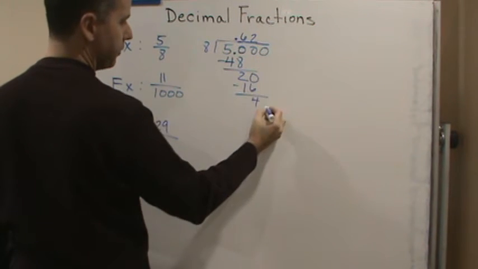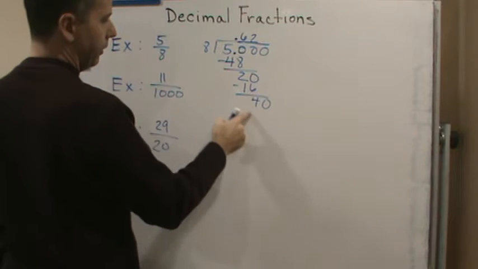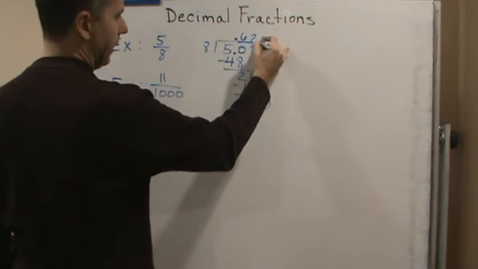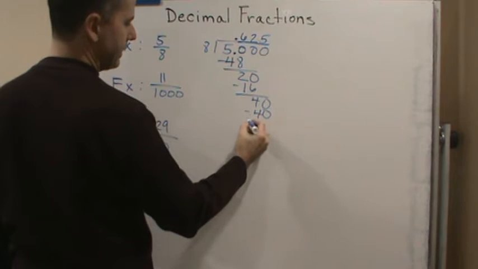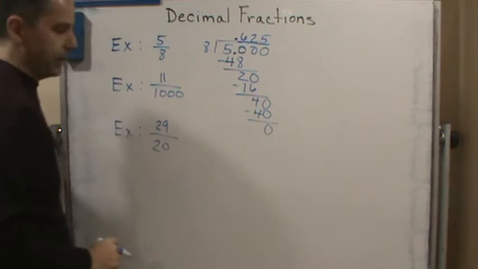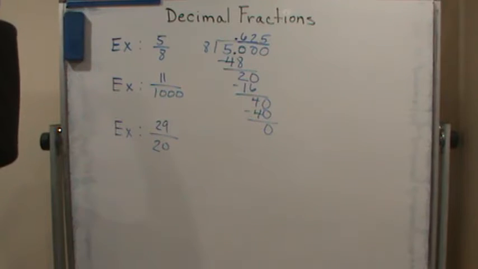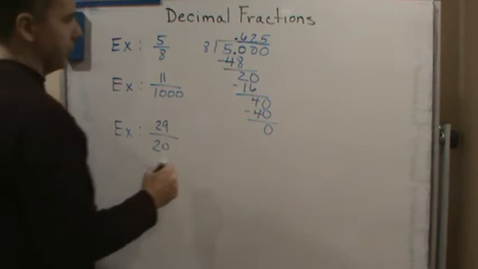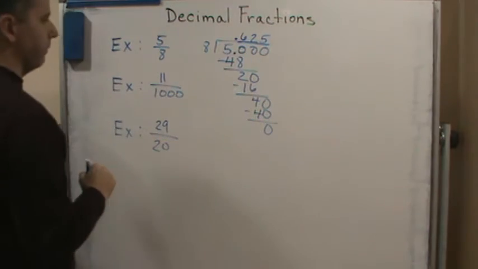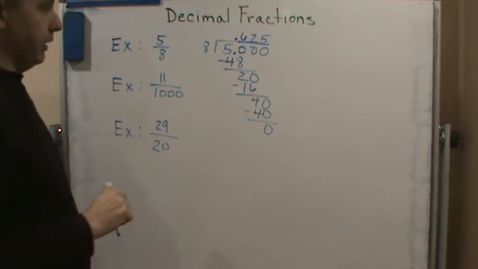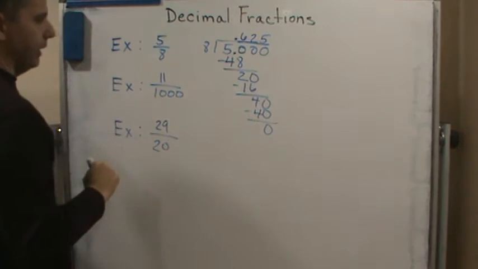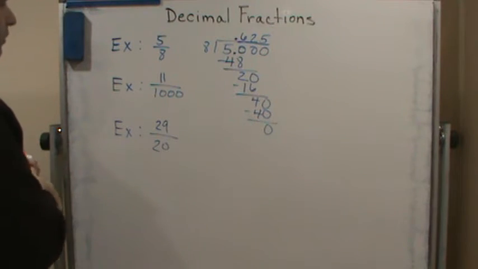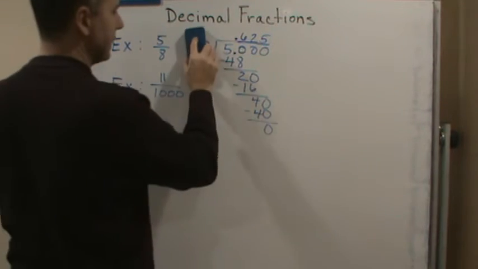And I'm going to drop another 0. And then 8 goes into 40 5 times. And so 8 times 5 is 40. And now I stop because I got a remainder of 0. So I can't do any more. So now my answer is 0.625. So that's the decimal equivalent. Notice that it's a terminating decimal, so it stops. Okay? And so the answer is 0.625.